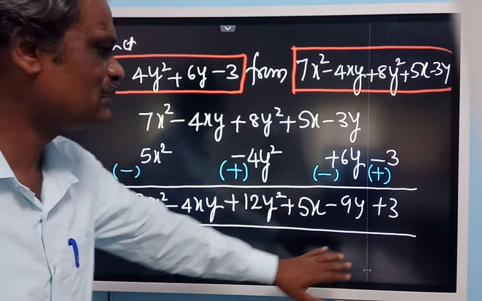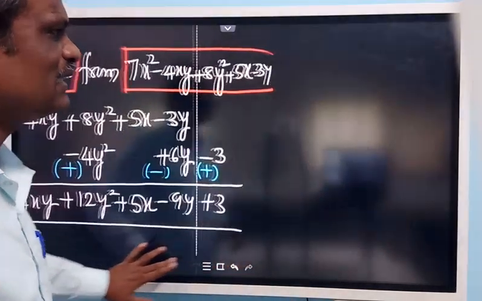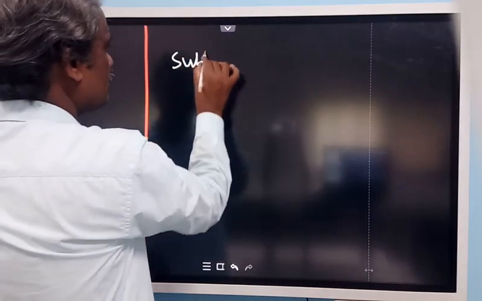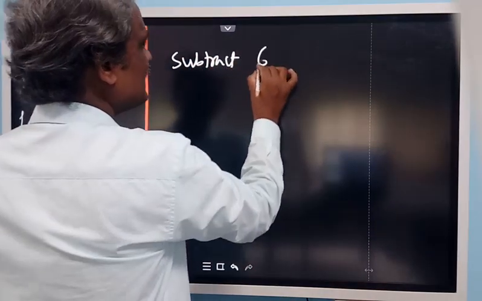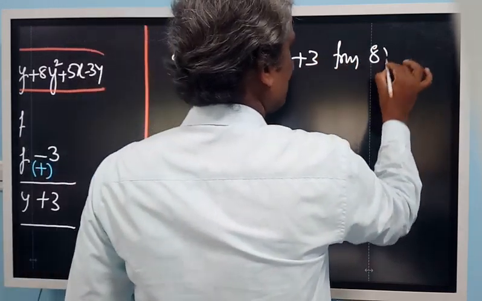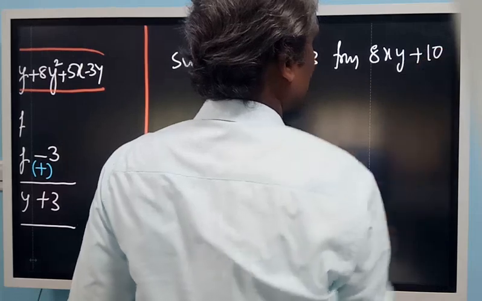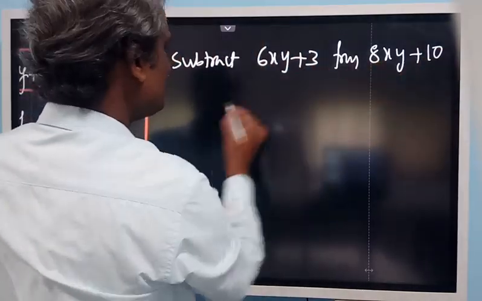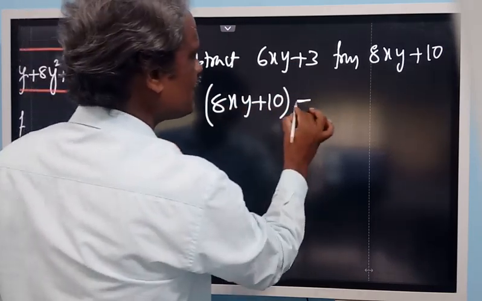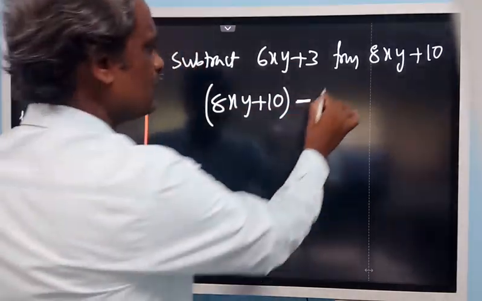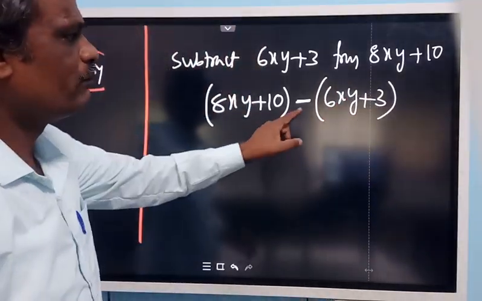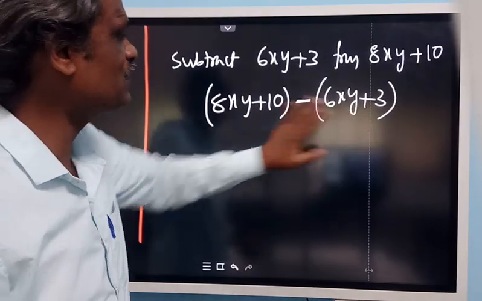Why does it change? I will give you one simple example. Subtract 6xy plus 3 from 8xy plus 10. That means if I write 8xy plus 10, it's one expression. And you are subtracting, so a minus sign you have to put here. Then 6xy plus 3. See this minus sign, because I am subtracting this expression from this.